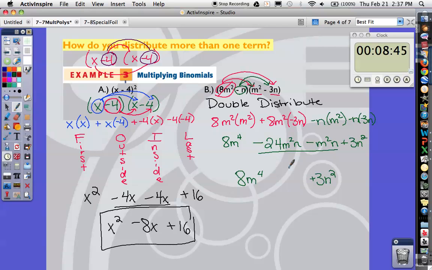We just have to figure out what goes in here. We have a negative 24m squared n and a negative 1m squared n. Altogether, it's a negative 25m squared n.